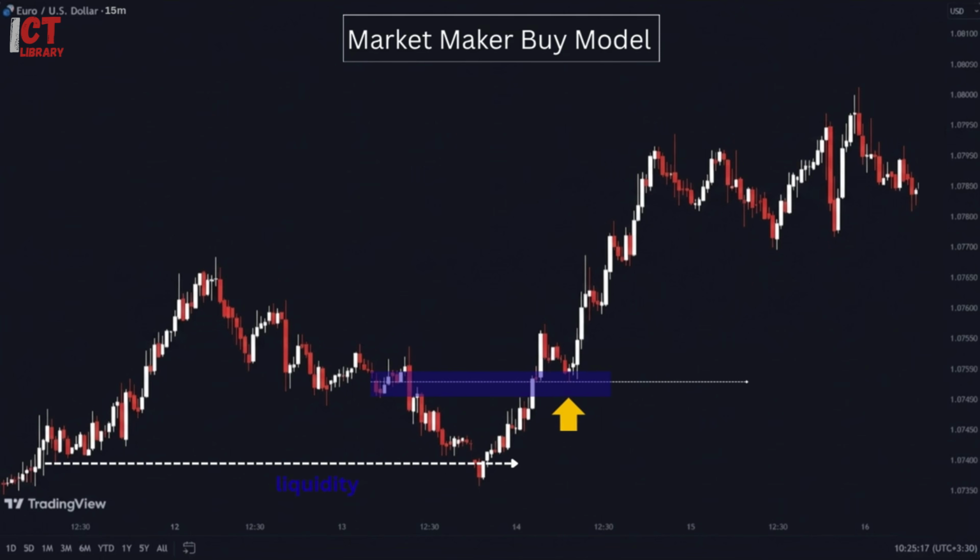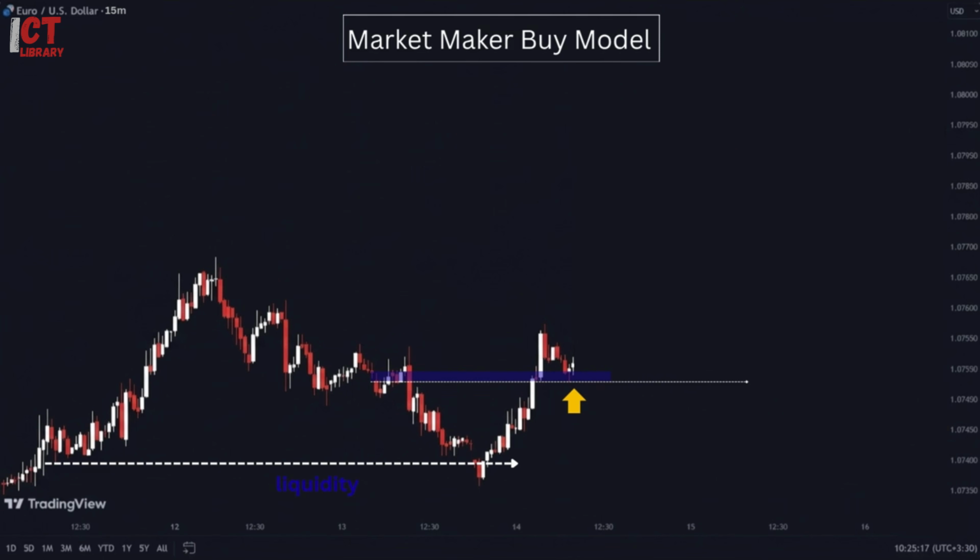Now watch what happens next. Price returns to that same down candle. Right here, the level is reclaimed, and immediately price begins moving higher. That is the first example.